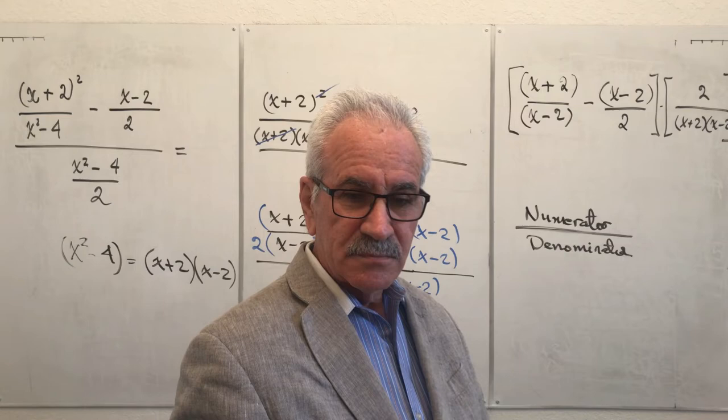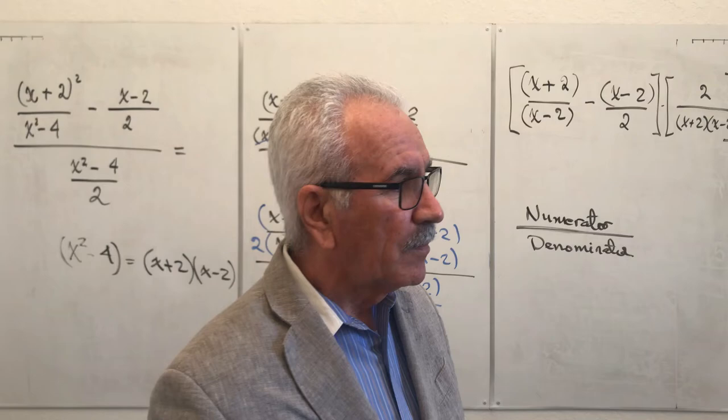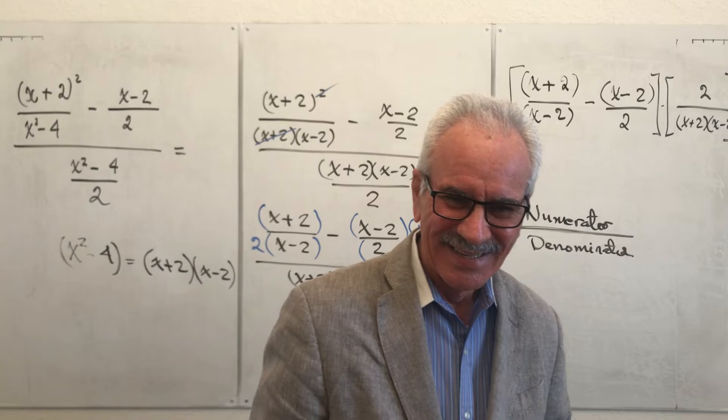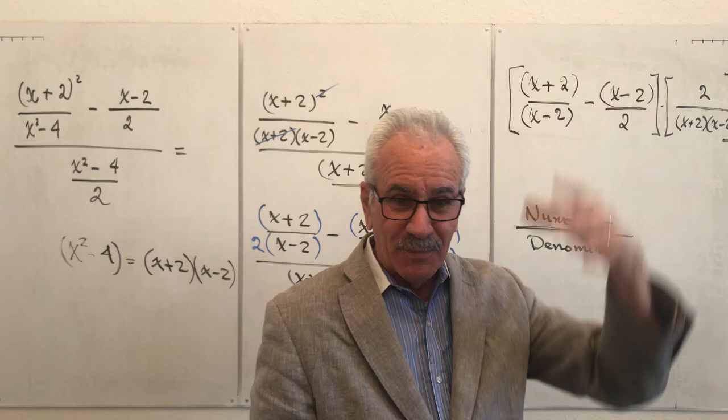Any opinion? The number on the fraction. The number on the top of the fraction. He says the number on the top. And what is the denominator? The number on the bottom. Yeah, it's funny. Who is he? He has the head on the top and feet on the bottom.